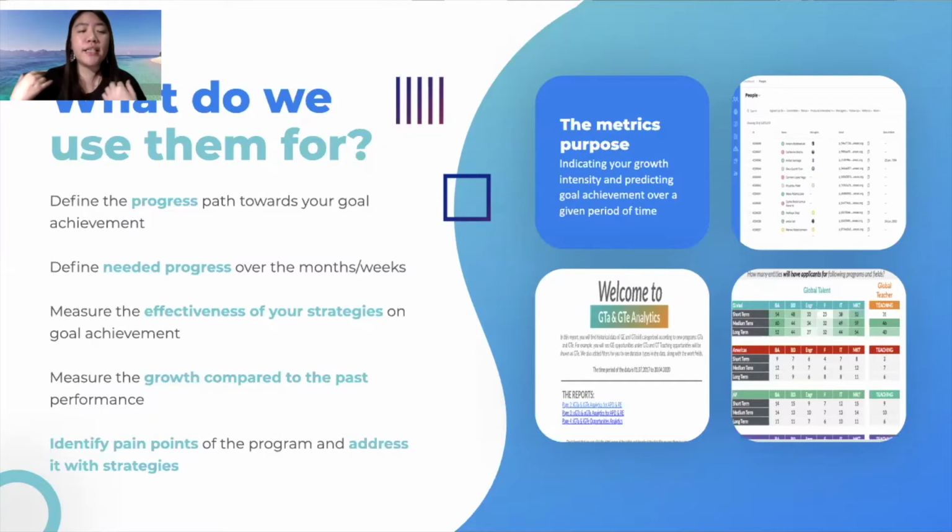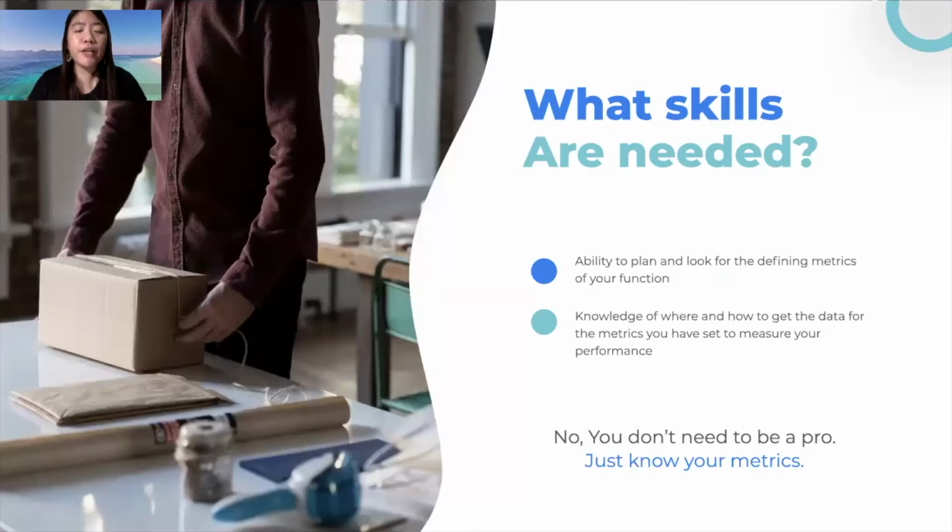And last but not least, by monitoring the system with matrix, you'll be able to identify the pain points of your operation and you'll be able to address them with strategy. So you can pick some of the matrix and you find that it's not really as expected or is lower. Then you will know that, okay, this is my problem and I need to define some strategy in order to improve it. So these are the major 5 reasons.